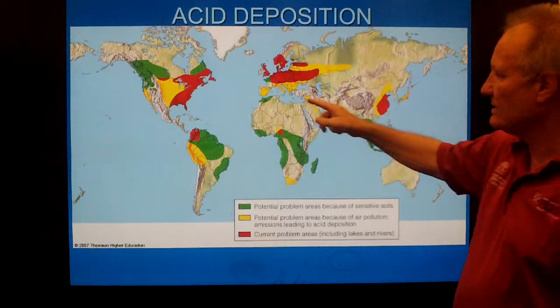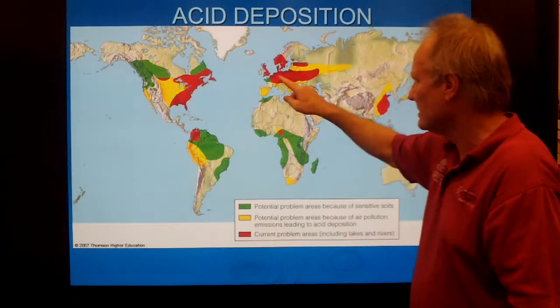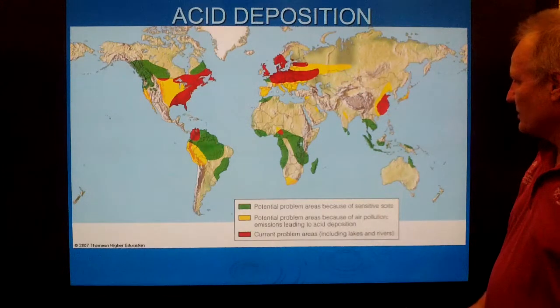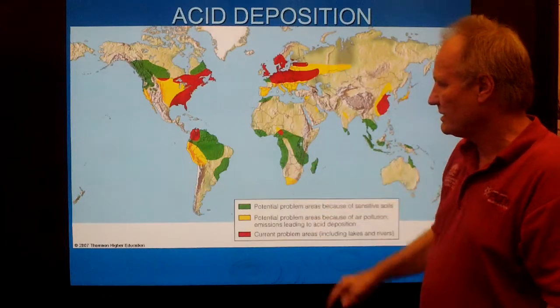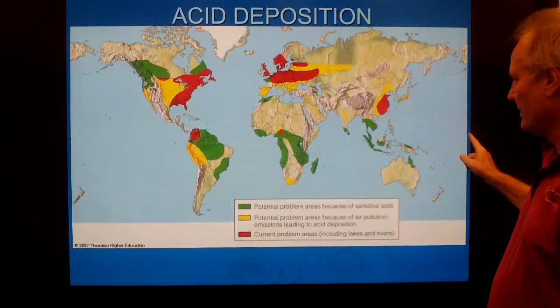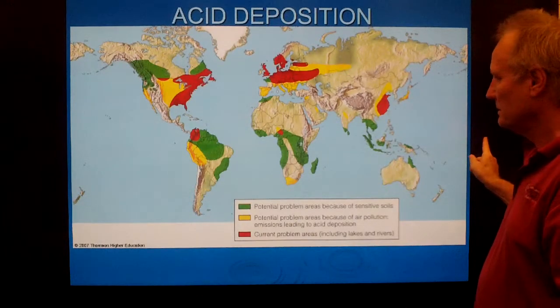And here's where acid deposition is a major problem: eastern United States, throughout Central Europe, parts of China, central parts of Africa, certainly parts of northern South America.